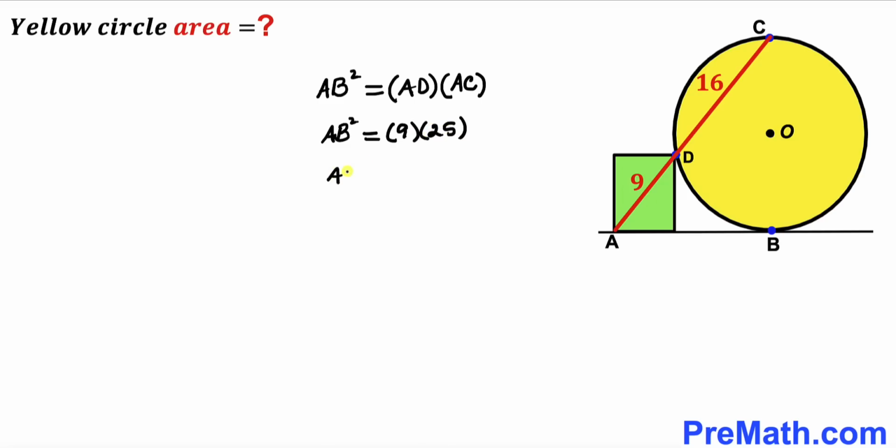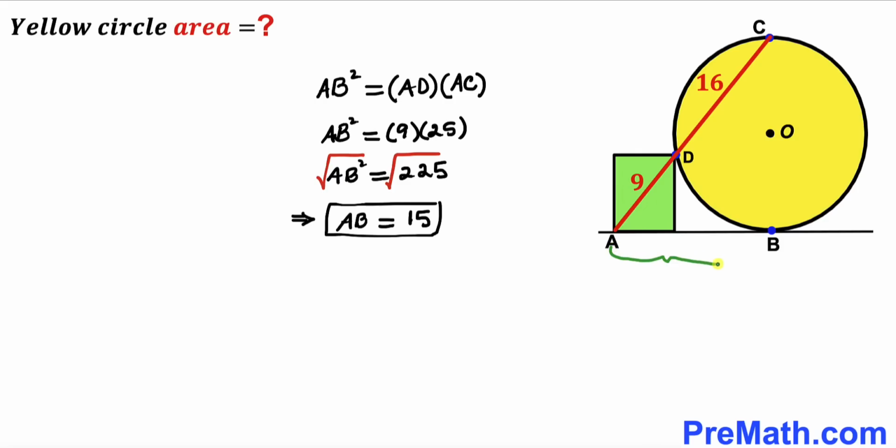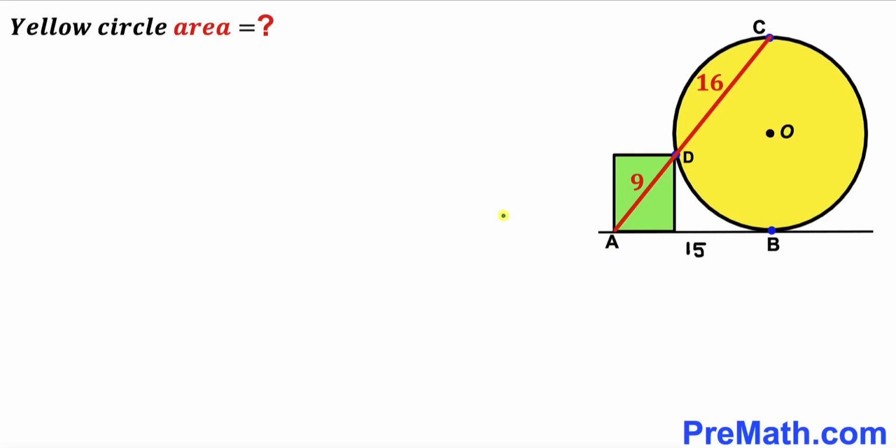In other words, AB square equals 225. Now I'm going to undo the square by taking the square root on both sides. So our AB length turns out to be positive 15 units. Thus segment AB is 15 units. And here's our next step.